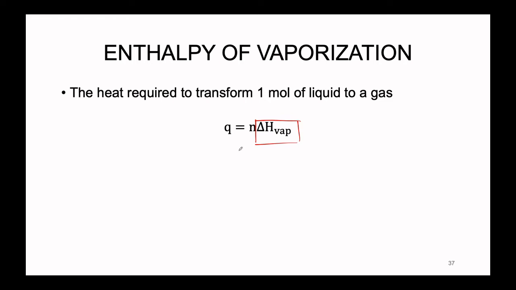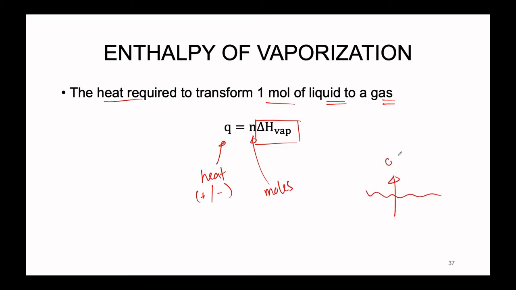The Q in this equation is just the same kind of heat that we have worked with before, where it could be positive or negative, depending on the direction of the heat. Is it going into the substance or out of the substance? The n here is going to be the number of moles, and our delta H of vaporization is the heat required to transform 1 mole of a liquid to a gas. So this represents how much energy we need to put in to actually get that liquid to turn into a gaseous particle.